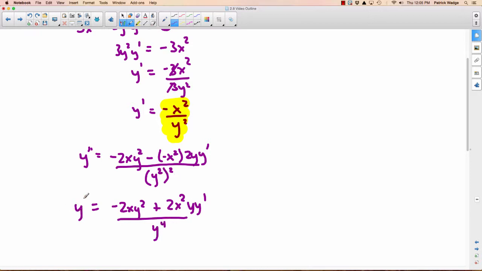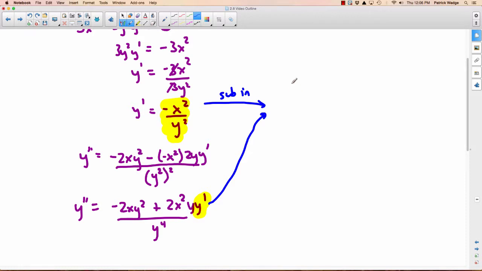I mean, this is what y double prime is, but it's pretty complicated. Well, you see this highlighted bit right here? This is what y prime equals. And we have a y prime right here. So where it says y prime, we can plug in negative x squared over y squared. I know you don't want to because it's going to be pretty ugly, but that's actually what you have to do here. So I'm going to substitute into that spot right there.